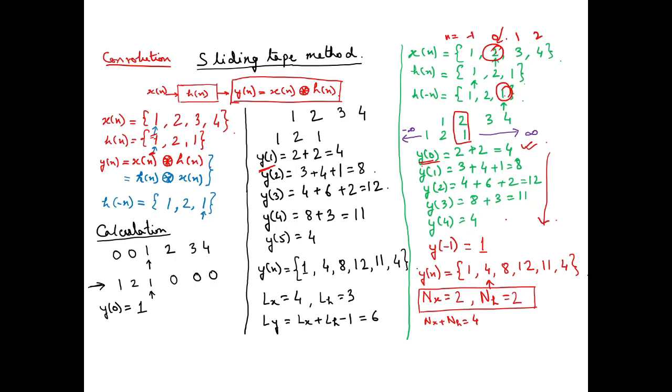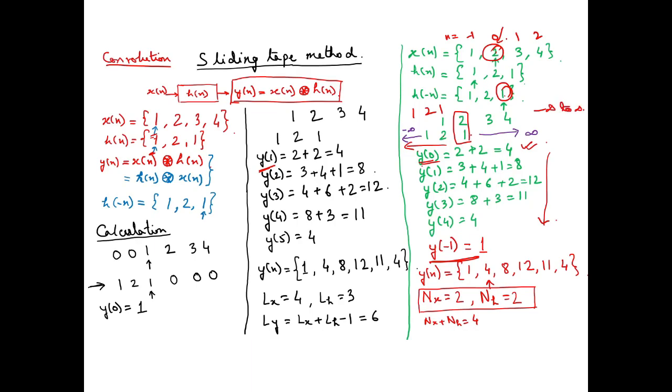But after we are done over here, we also have to go towards the negative side. So we move it to here, so it would be 1 multiplied by 1, so y of minus 1 becomes 1. Convolution is from minus infinity to plus infinity.